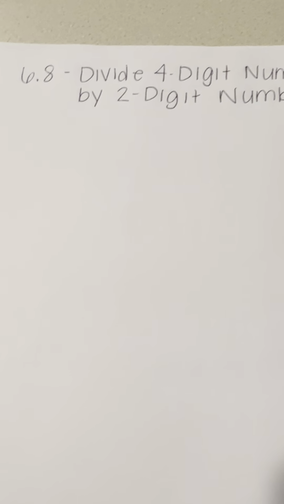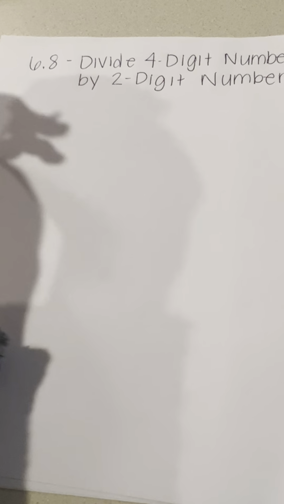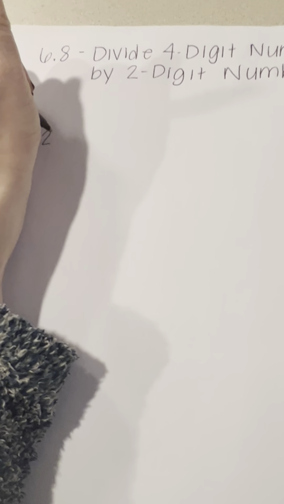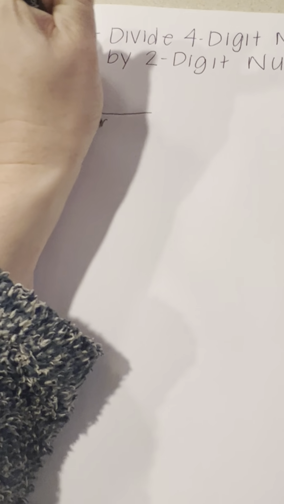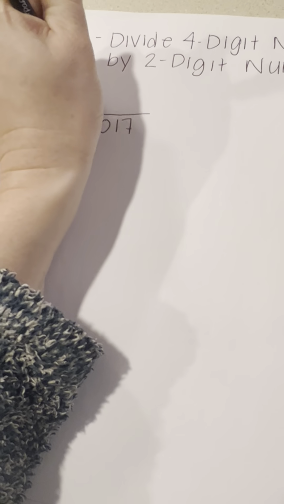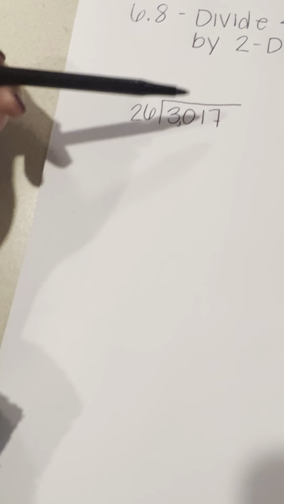Okay, welcome back. So this lesson is literally everything that we have been pretty much doing. I'm just adding in an additional number. So we've been doing 3-digit by 2-digit. Now we're just doing 4-digit by 2 digits.